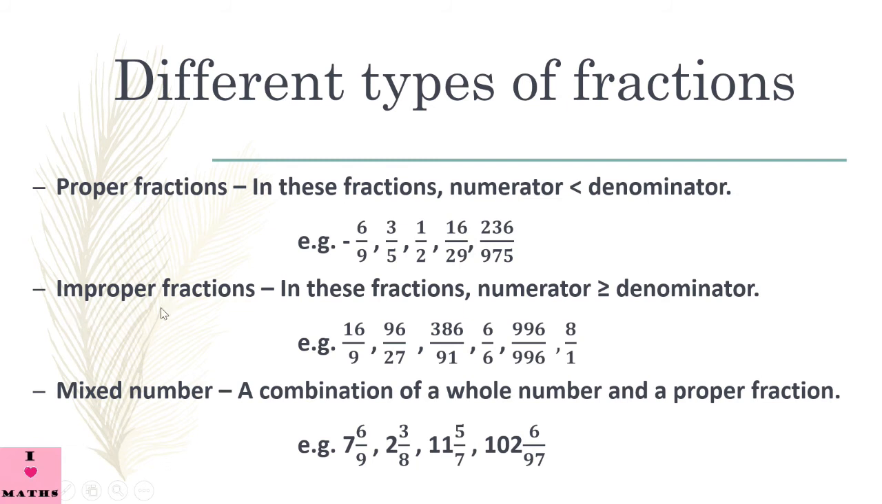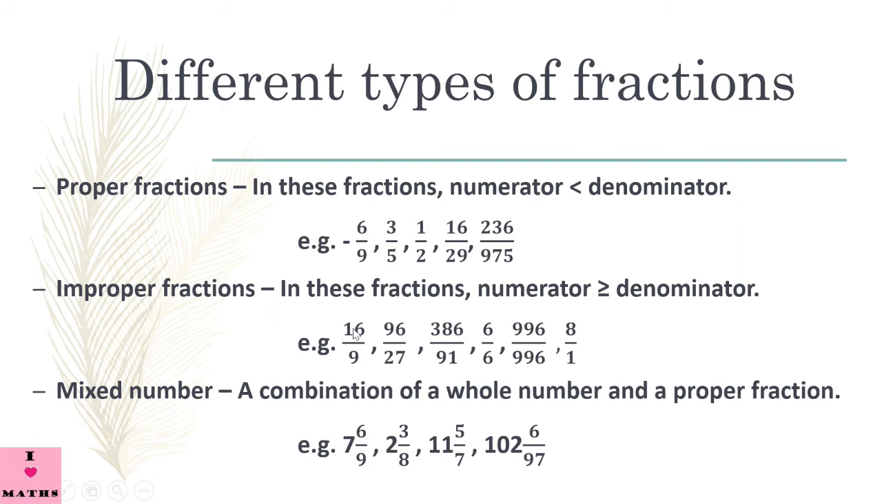Okay, improper fractions. Now children, improper, as the word suggests, improper. The improper fractions have a tiny base and a heavy head. Why do I say that? Because in these fractions, the numerator is greater than or equal to the denominator. In these fractions, the numerator is either bigger than the denominator or it is equal to the denominator. So such fractions are called improper fractions.